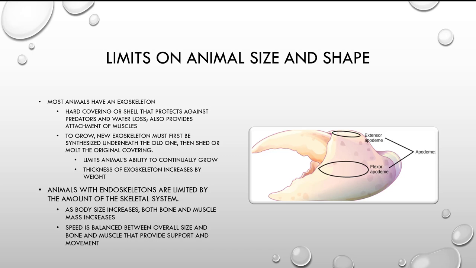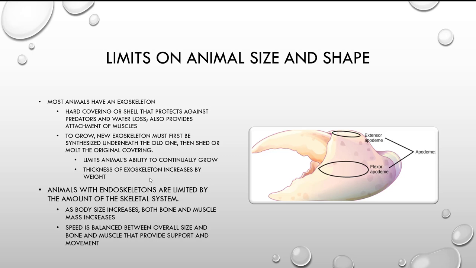So that's why, if you think about insects and crustaceans and things like that, they're pretty small in size, and it's mainly because they can't be too big, otherwise their exoskeleton is going to be really, really thick, and it's going to weigh them down too much. Okay.